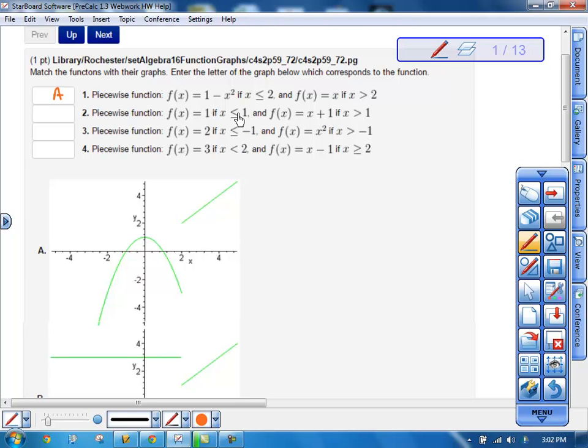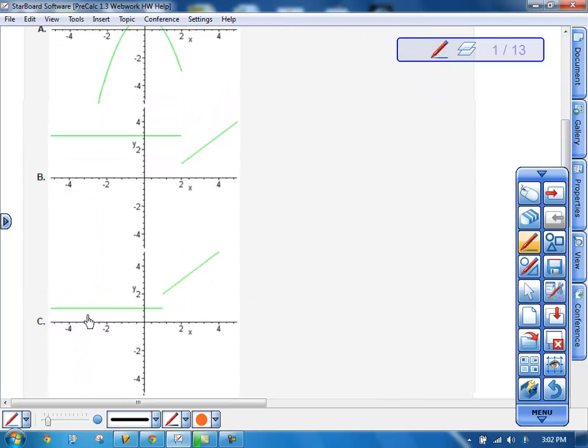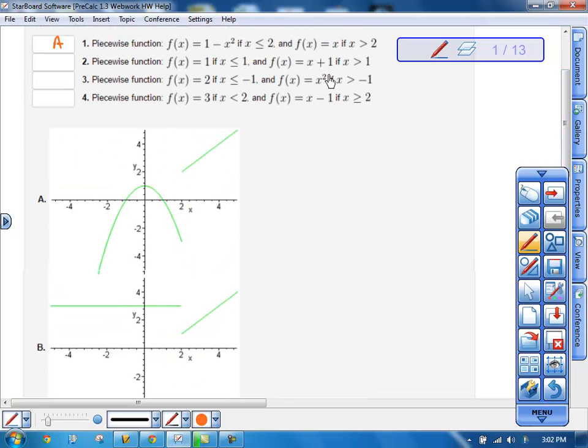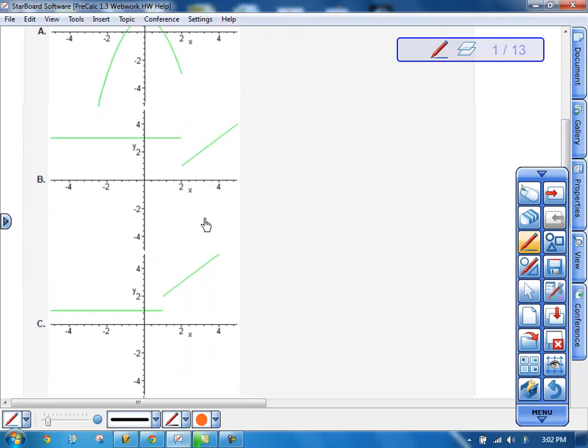Next one, it says when x is less than or equal to 1, it's just a line, y equals 1. Looks like this. And then when x is greater than 1, it's the line x plus 1, which has y-intercept of 1 but goes up. So it'd be this one, C.